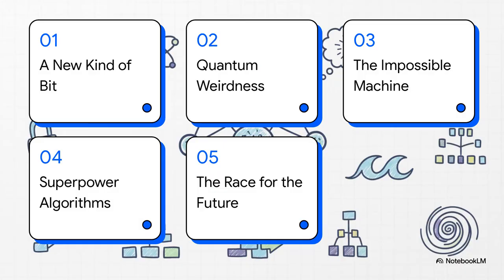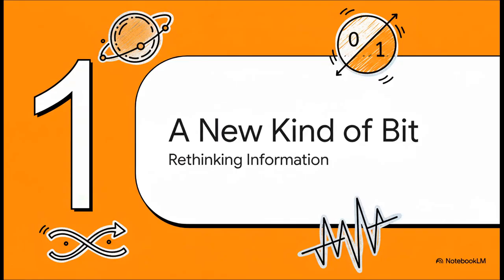So here's how we're going to tackle this. First, we'll look at the fundamental building block, a new kind of bit. Then, we'll dive into the weird physics that makes it all possible. After that, we'll see just how hard it is to build one of these machines, find out what they're actually good for, and finally, take a look at the global race to make it all happen. Okay, let's get right to it.